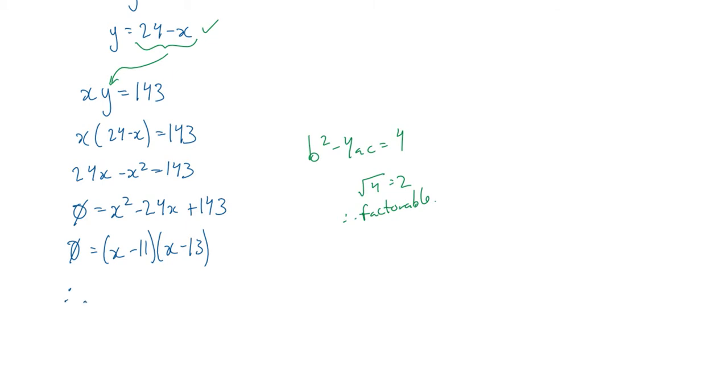Therefore, either x minus 11 is 0 or x minus 13 is 0, which means x equals 11 or x equals 13. Okay. Now, this is really important. This is not the answer. Okay, it looks like it is, and some of you aren't going to be happy about this later on, but this is not the solution. All we found is x.